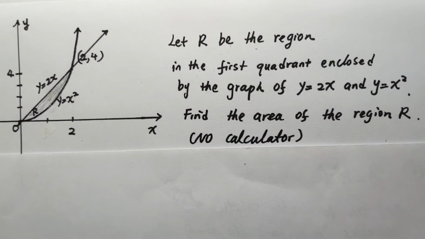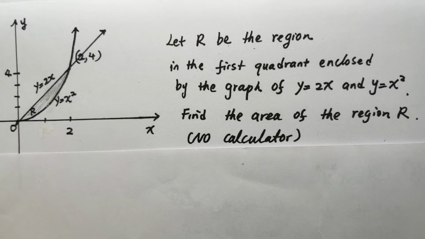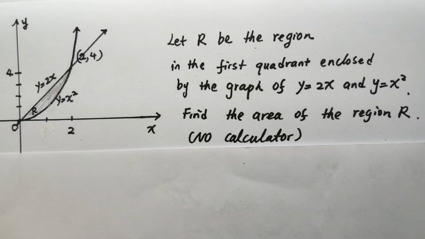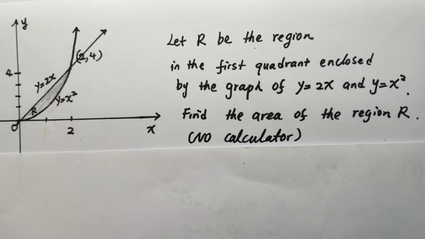Hi, so today we're going to begin our new topic, how to find the area enclosed by two graphs. Let's take a look at question number 1. Let R be the region in the first quadrant enclosed by the graphs of y equals 2x and y equals x squared. Find the area of the region R.